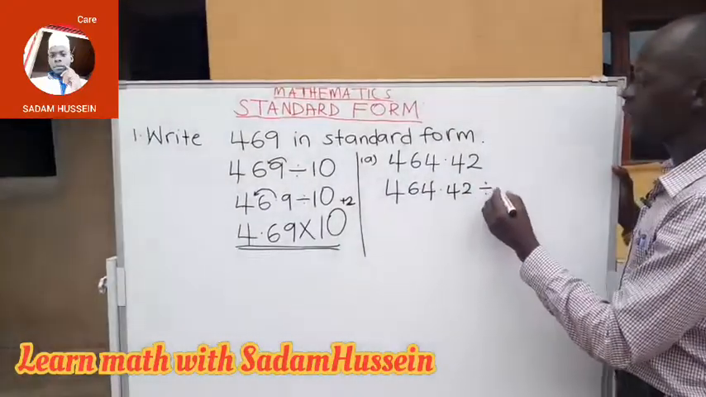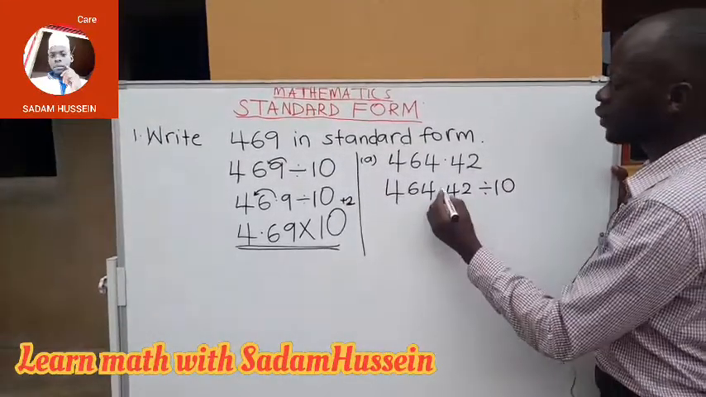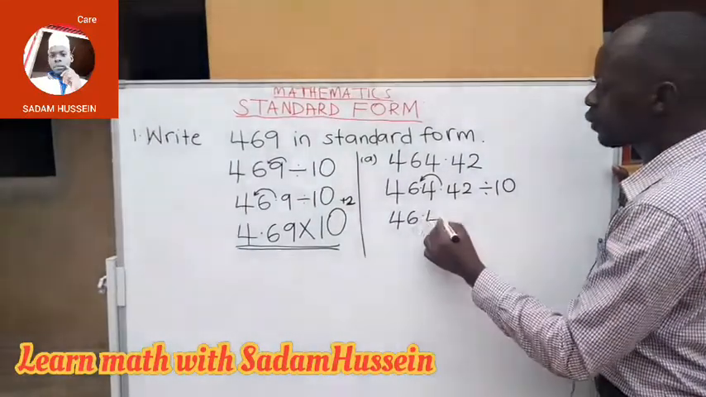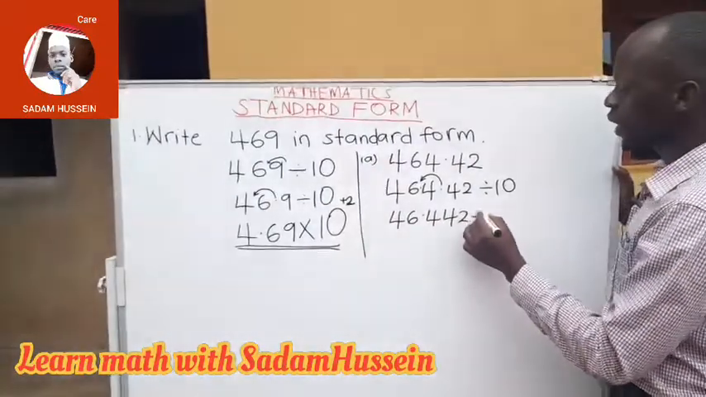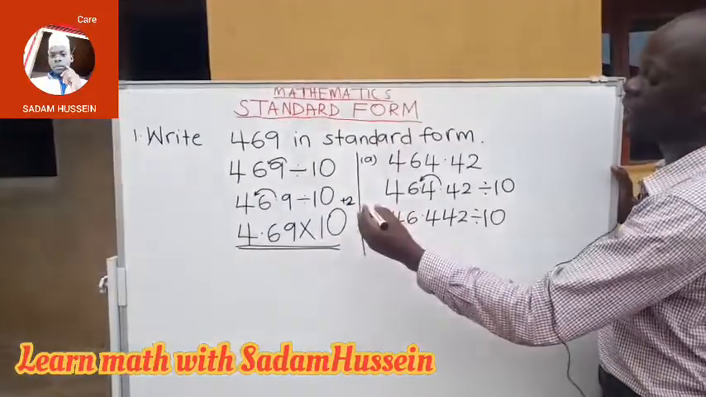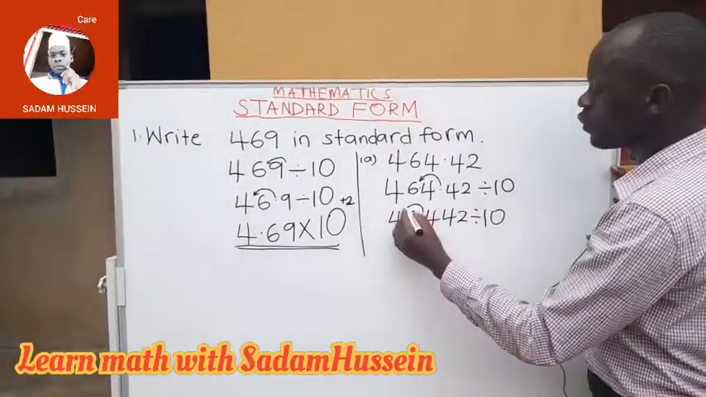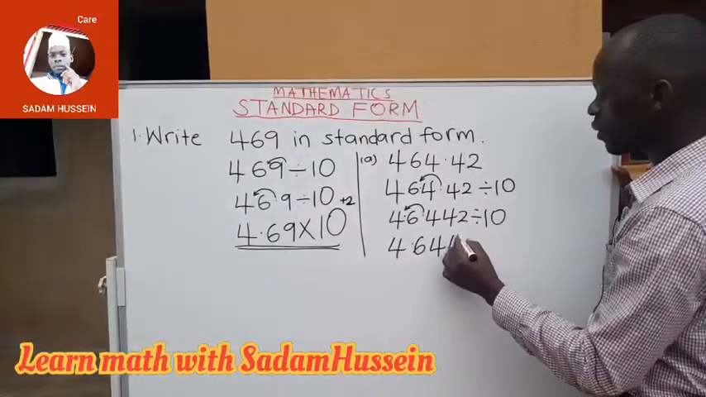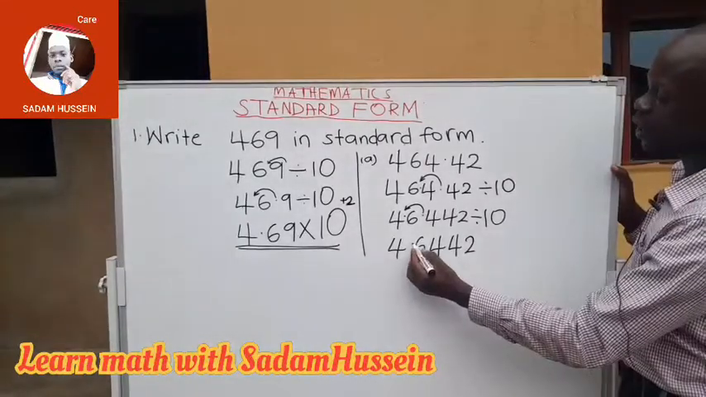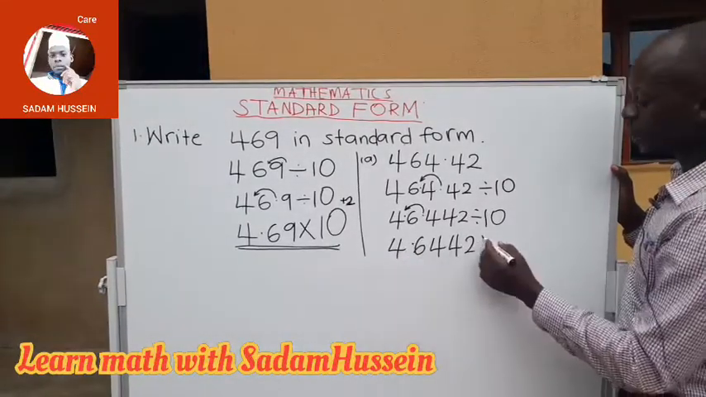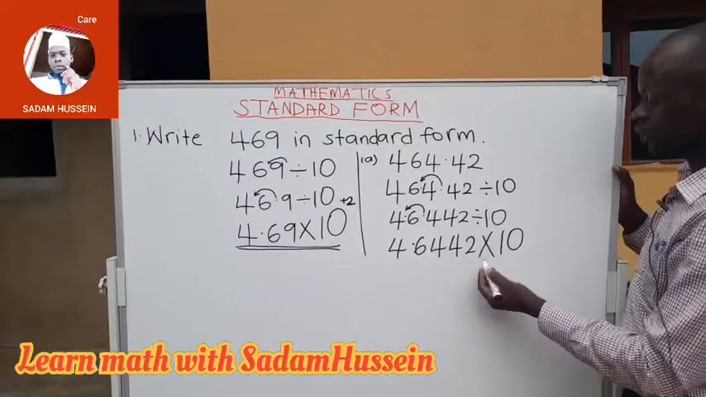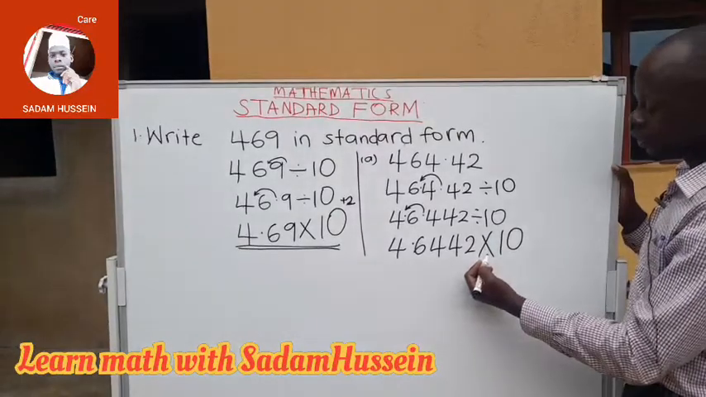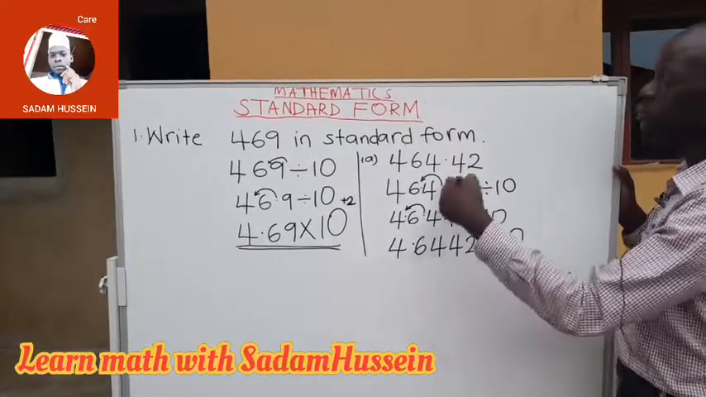We divide it by 10. Then you move this decimal point once. It becomes 46.442. Again, divide by 10 until you remain with only one figure on the left-hand side. So again, you move it, and you have 4.6442. Now you have only one number on the left-hand side. Then you multiply. The last step, you write multiplication, not division. Here we were dividing. Now for the final answer, you multiply by this to take you back.